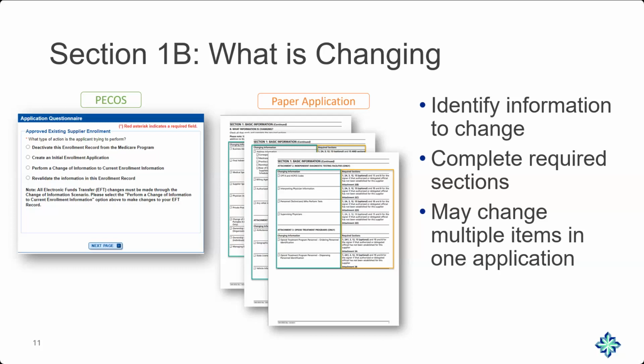And again, PACOS, as you go through, is going to bolt together the topics that you need. With PACOS, however, once you get into a change, it's going to let you make changes just to the topics as you go.